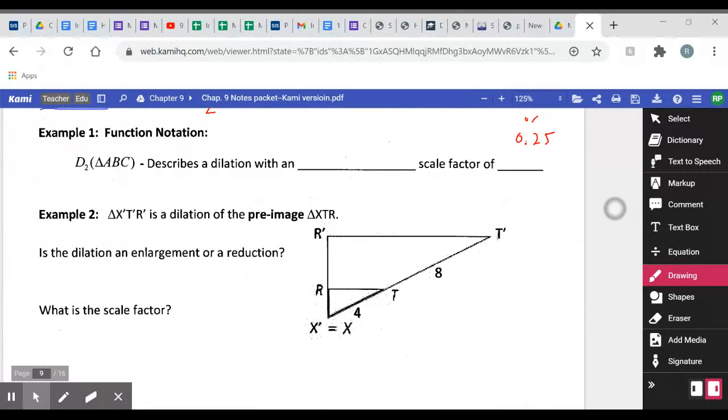Okay, so for function notation, just like the capital T stands for a translation and the capital R stands for reflection and the little r stands for rotation. Now in this case, the D here represents a dilation. The little 2 right here represents the scale factor. It has a scale factor of 2. And the triangle ABC is just what is getting dilated or what is getting bigger or smaller. So again, in words here, it describes a dilation with an enlargement.